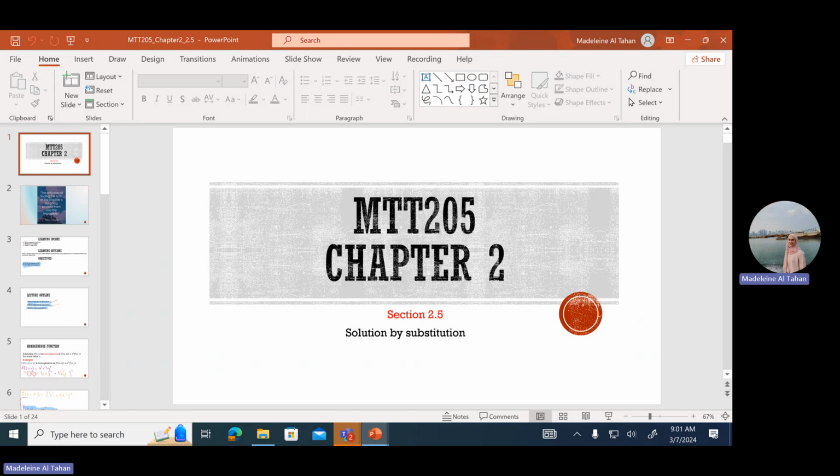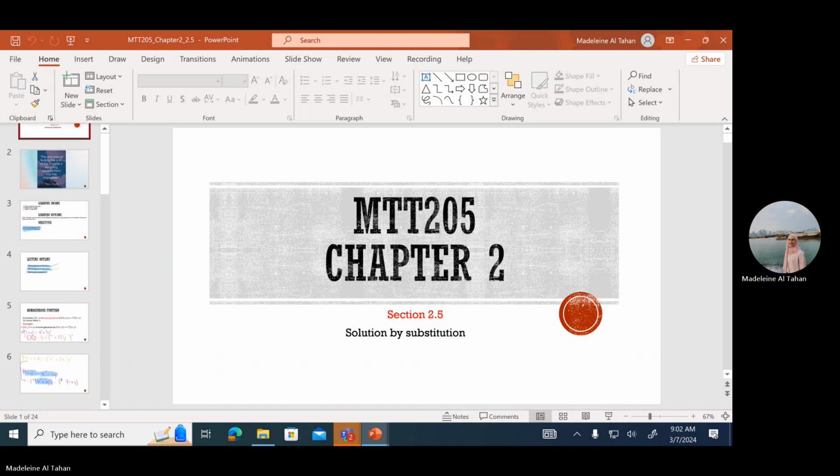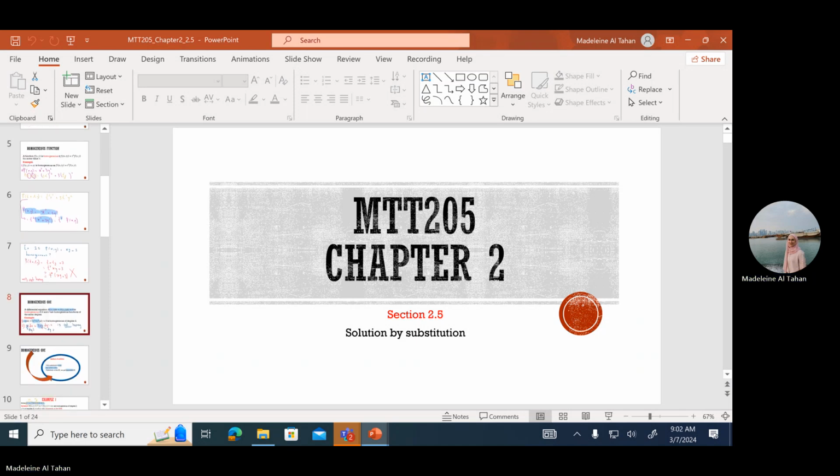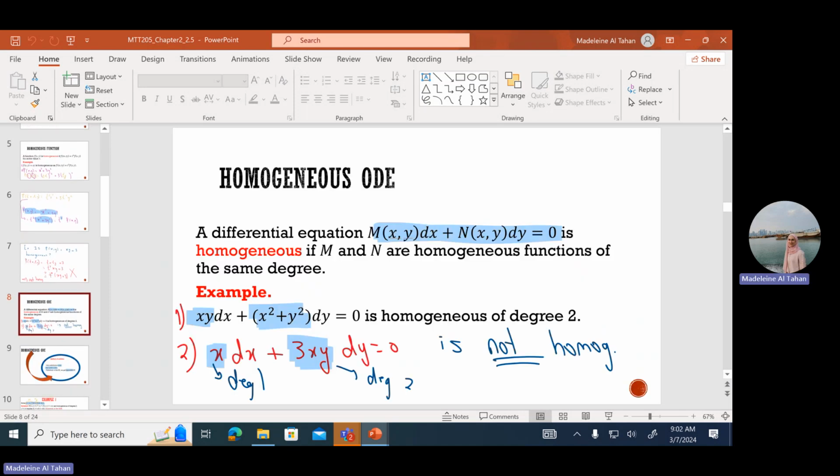Before the linear equation, there's something easier, right? What did we learn? We determine if there's a homogeneous equation. When can we say that an equation is homogeneous? It should be written as M dx plus N dy, right? And to be homogeneous, each of these functions should be homogeneous of the same degree.